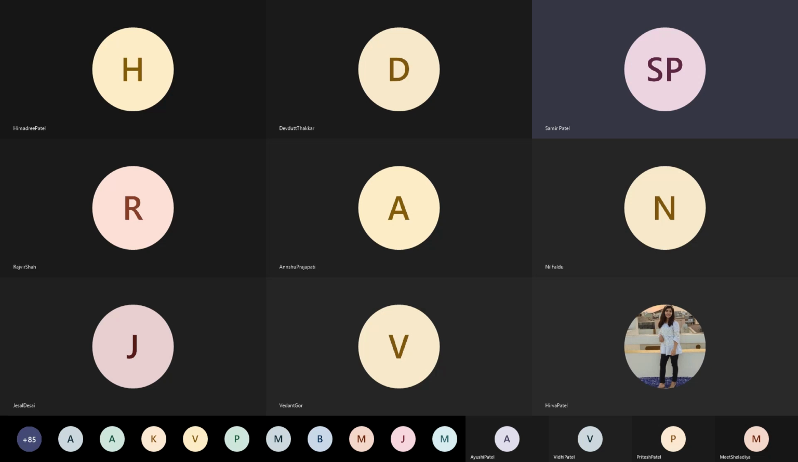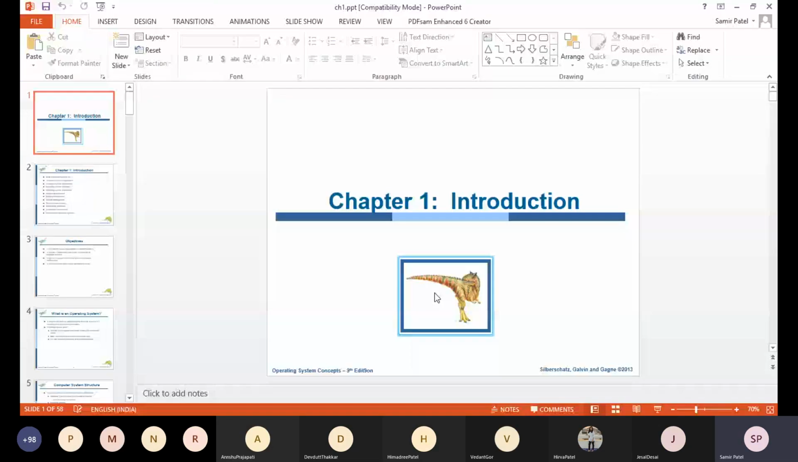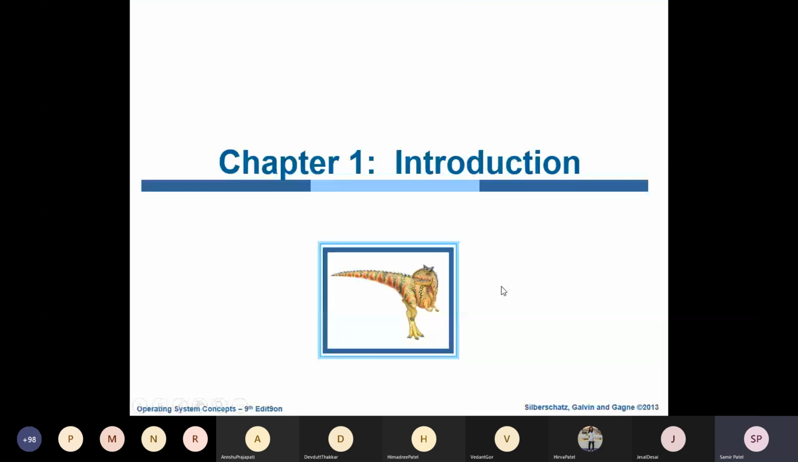Okay, so again, coming just to have a confirmation. Are you able to see the shared screen? Yes. Just to have a confirmation.